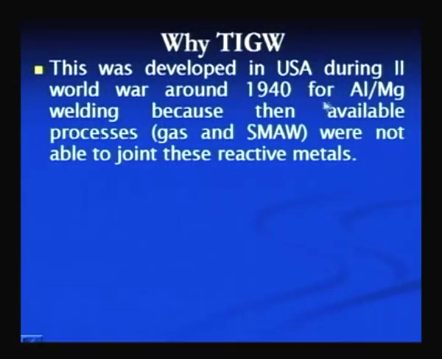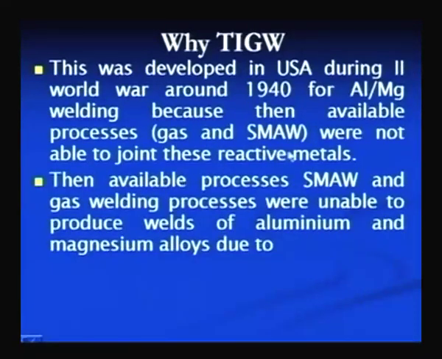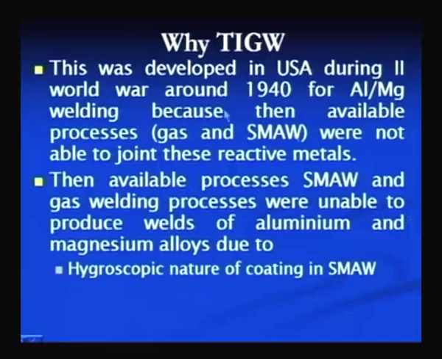At that time gas welding and shielded metal arc welding processes were available, but both these processes were unable to join aluminium alloys and magnesium alloys successfully, and this led to the development of the tungsten inert gas welding process. This process was developed in the USA somewhere in 1940, particularly for the welding of aluminium and magnesium alloys, because the then available processes, gas and shielded metal arc welding, were unable to join these reactive metals successfully. That is why the TIG welding process was developed at that time.